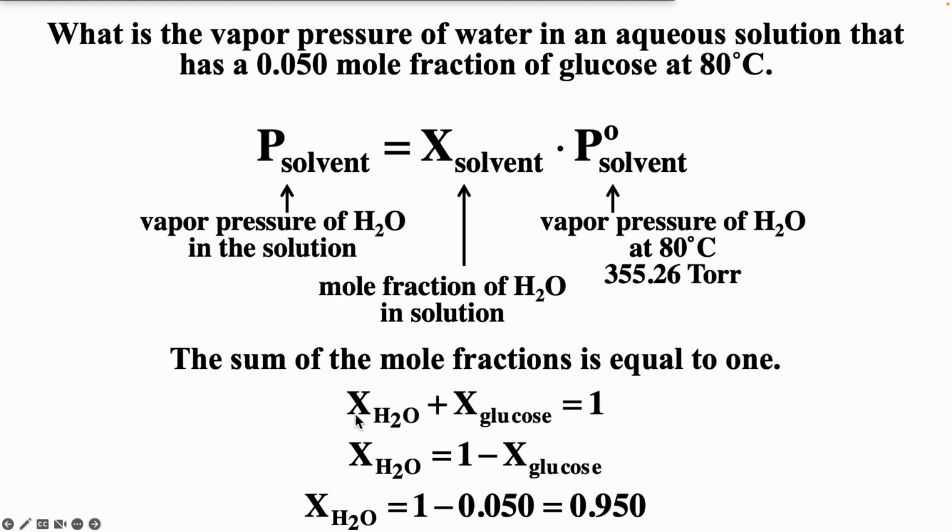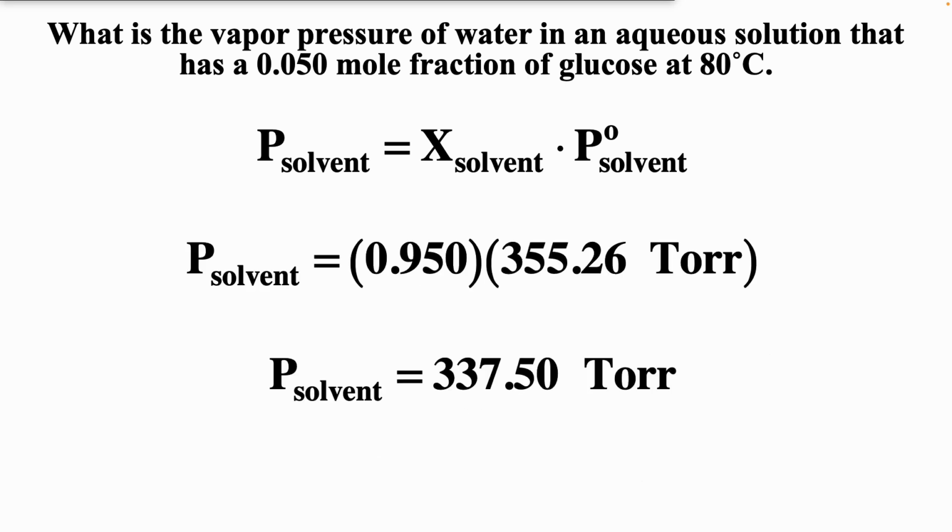And so if we solve for the solvent, it's going to be equal to 1 minus the mole fraction of the glucose. And so that gives us 0.95. And so the mole fraction for solvent is 0.95. We can find the vapor pressure of pure water at 80 degrees Celsius. And that gives us the vapor pressure of the solvent in the solution as 337.5 torr.